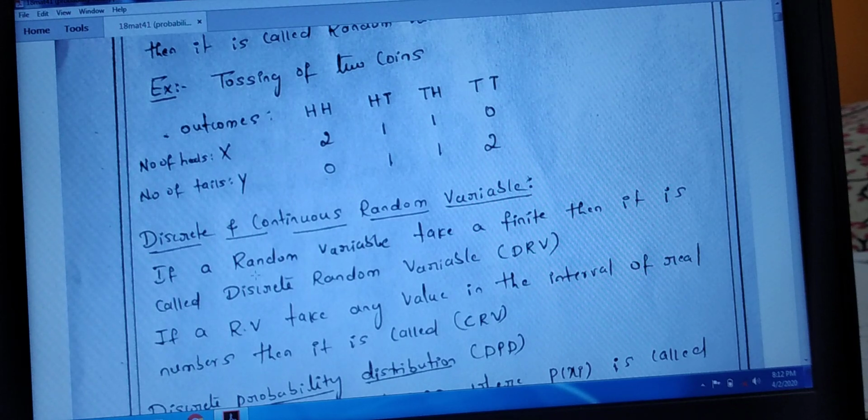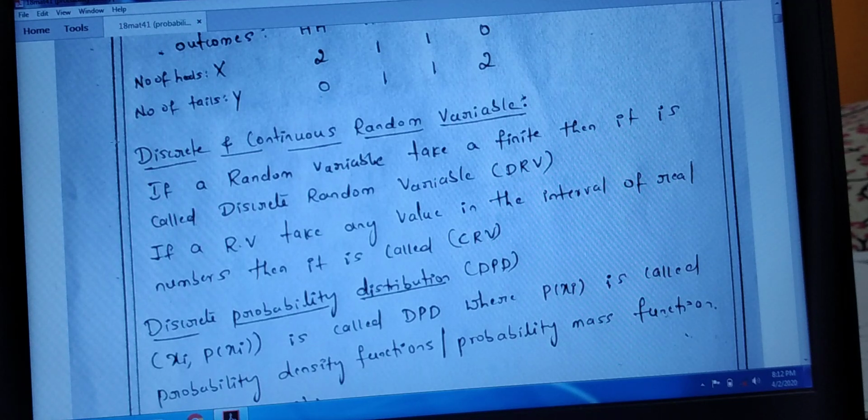Here we have two types of random variables: discrete and continuous random variables. We'll start with the definition. The definition says that if a random variable takes a finite value, then it is called a discrete random variable. So I repeat, if a random variable takes a finite value, then it is called a discrete random variable. Finite value means the number which is countable.